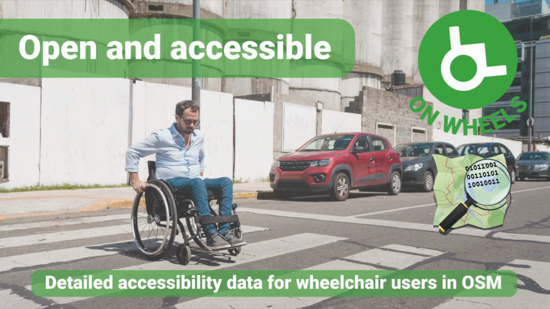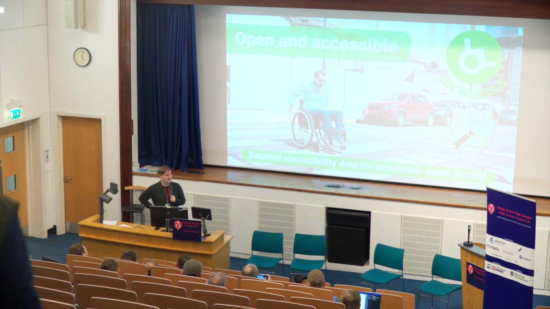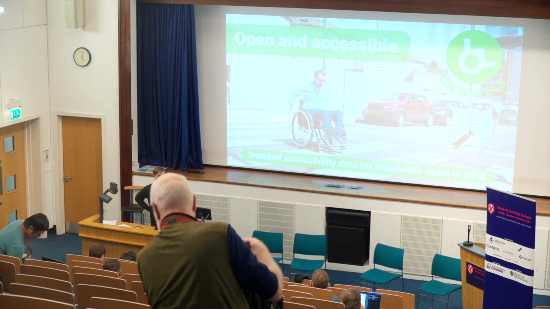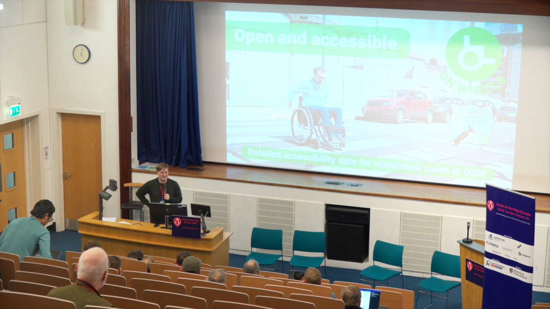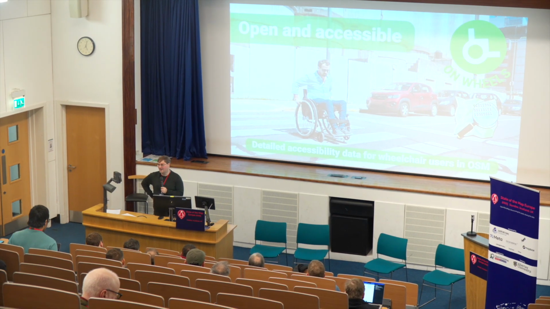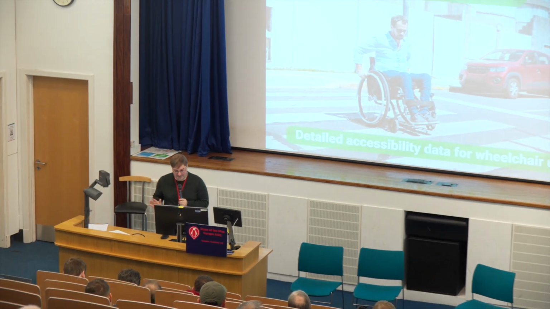Hello, everyone. I just want to quickly introduce, some of you maybe already know it, but we're On Wheels. We're a small non-profit organization from Belgium. We have an app where we show detailed accessibility data for wheelchairs. As you know, most of the time in OpenStreetMap, you have the tag wheelchair yes or no. But as a wheelchair user, it's very hard to say, okay, is this accessible for me, yes or no? Even for one wheelchair user, it's impossible.